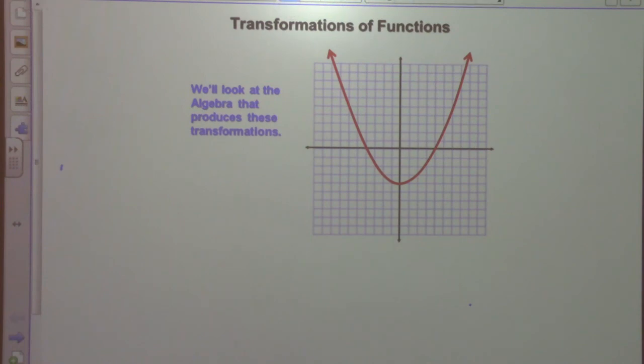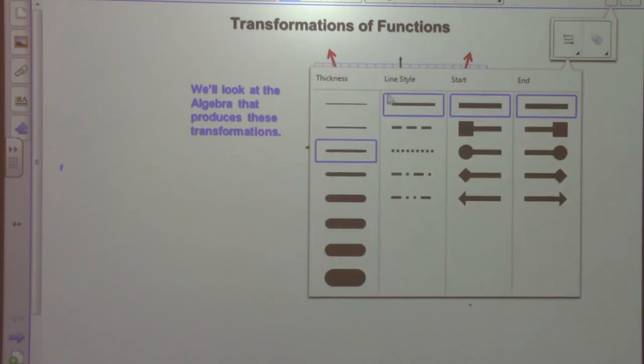let me get my right size pen that I want.